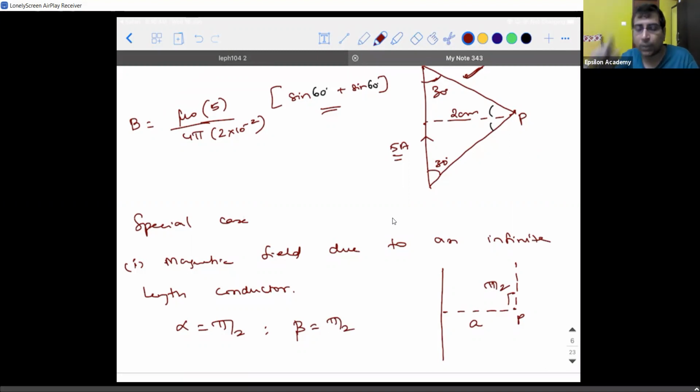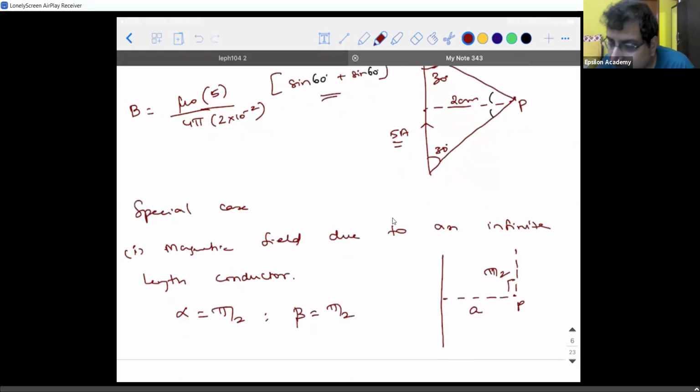Here, you might get a doubt. Sir, why didn't you put a minus sign? Why didn't you say beta is minus pi by 2? Because I already included that minus sign in my derivation itself. I need not include it here. So I'm taking beta as pi by 2.